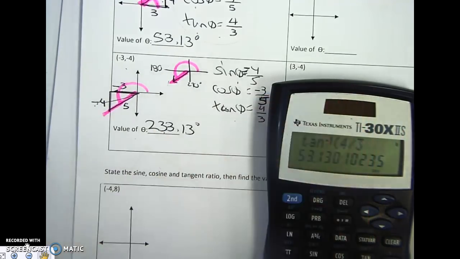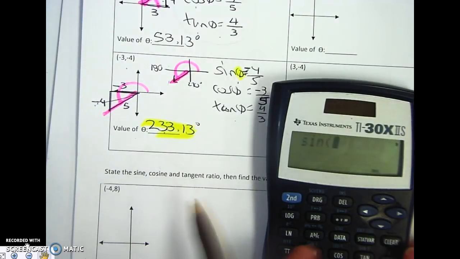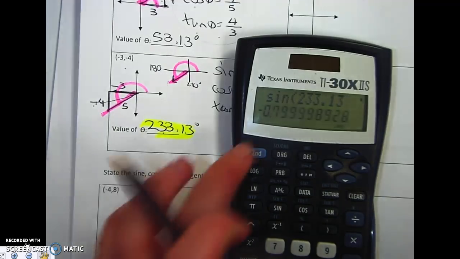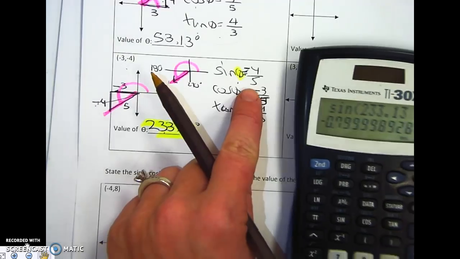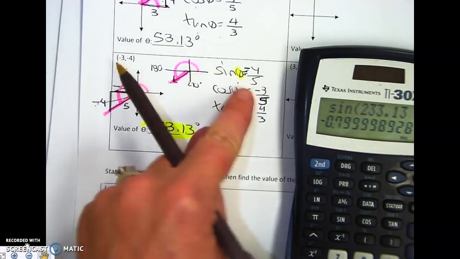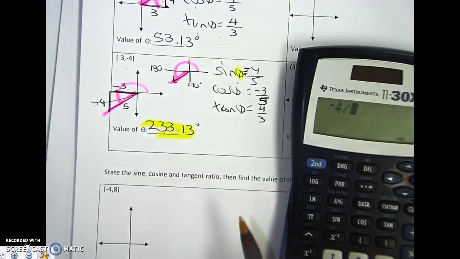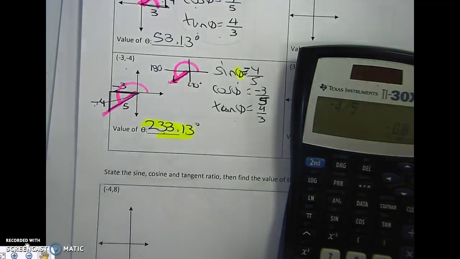Now let's say you don't believe me and I want to check it. I can take 233 degrees and I can put it in for theta. So I'm going to go sine of 233.13 and I press enter and I get negative .79. Then what I'm going to do, and remember it's estimated, so negative .80. Then I'm going to take the answer and that gives me negative .80. So I know that I'm good to go. Let's do the next one.